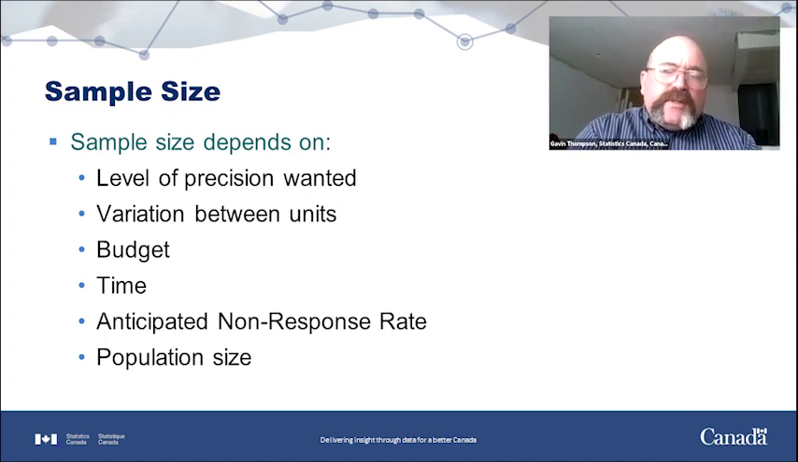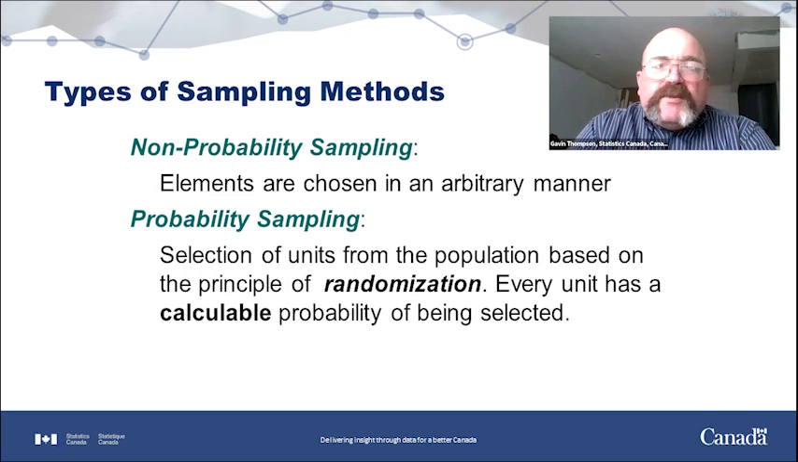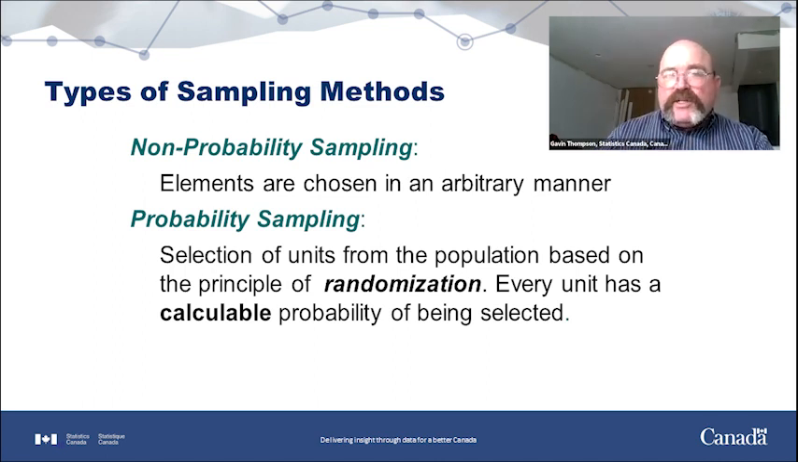I think the other ones here might be fairly straightforward. I think we might come across this in another presentation anyways. Now, types of sampling methods: there's non-probability sampling and there's probability sampling. Probability sampling has this idea of randomization, and every unit has a calculable probability of being selected.